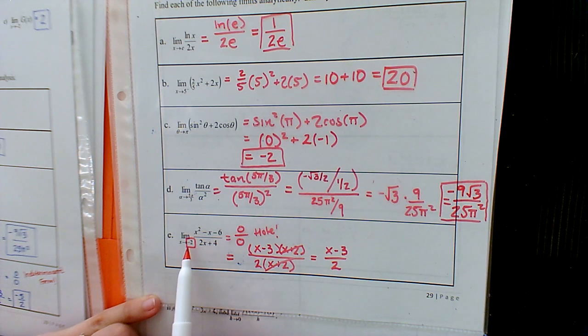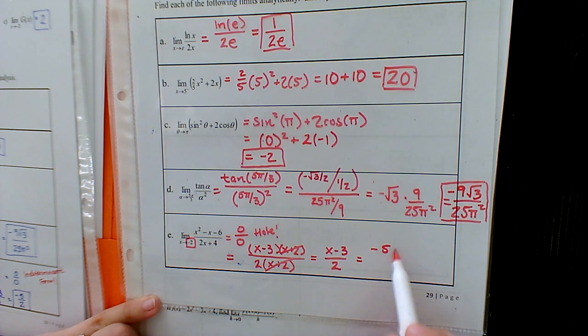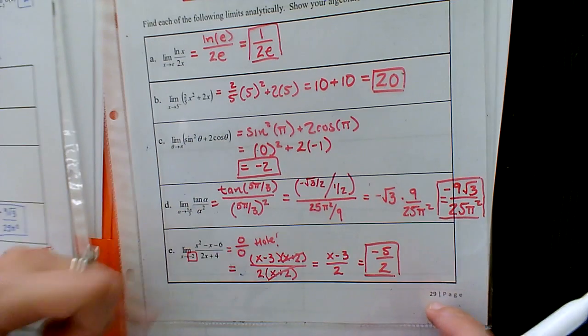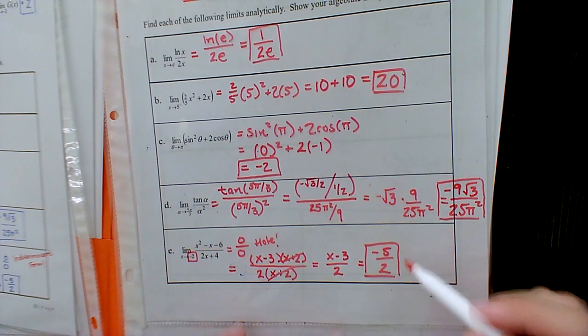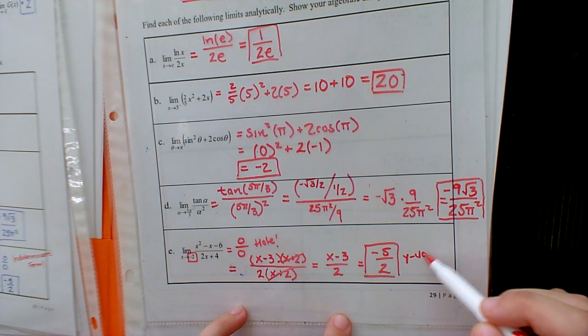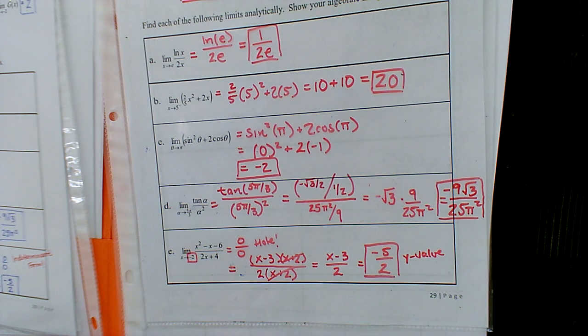So even though the direct substitution of -2 didn't work at the beginning, because we found out we had the hole, let's go ahead and try it now that we have this simplified form. So if we plug in -2, looks like we'll get -5 over 2. And since this is a height, that's the y value, or the height of your hole. As you come in from the left and the right, this is the height you're approaching.